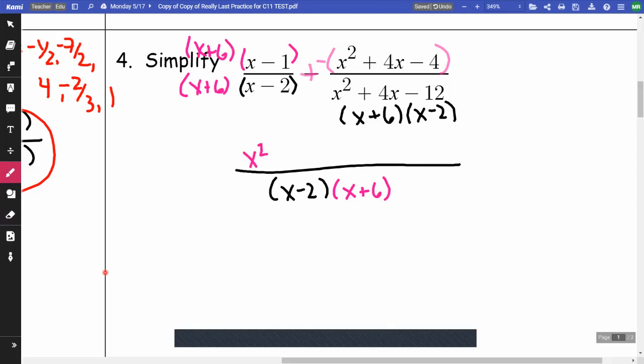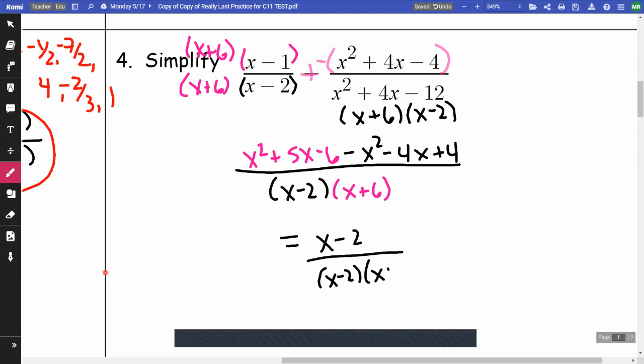And so that's going to give me x squared plus 5x minus 6. And then the other fraction, it is a negative that's going to distribute. So I'm going to have a negative x squared, a negative 4x, and a positive 4. And so my x squareds cancel out. I get x minus 2 over x minus 2 times x plus 6. And we actually have some simplifying we can do, because this x minus 2 and this x minus 2 can cancel out. And so my final answer is 1 over x plus 6.